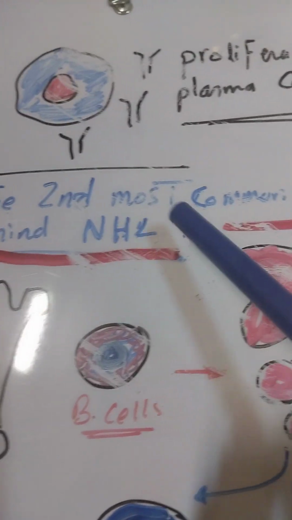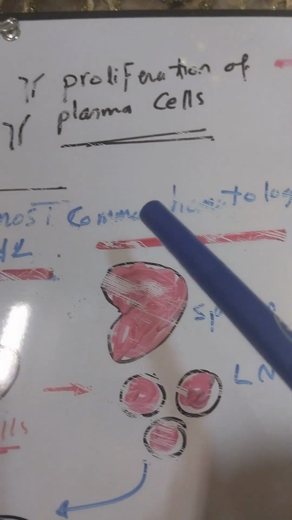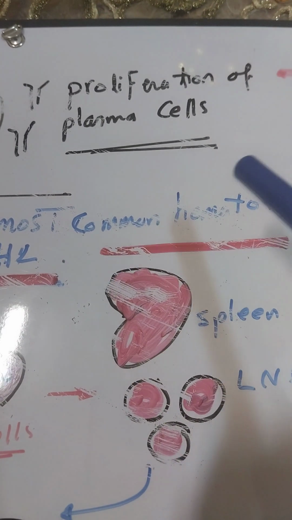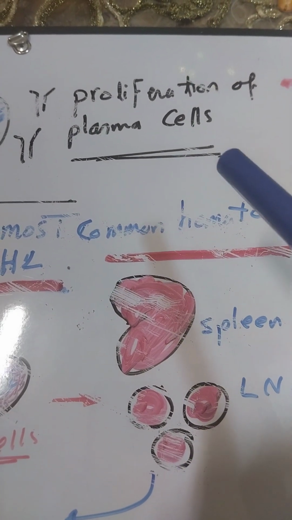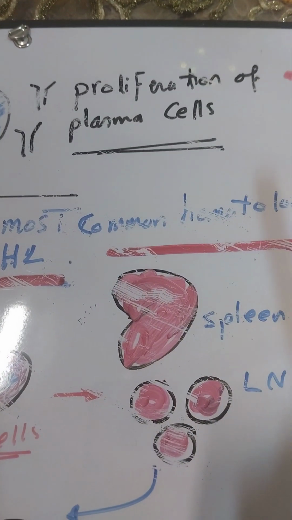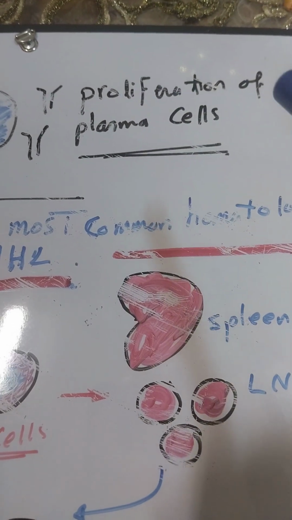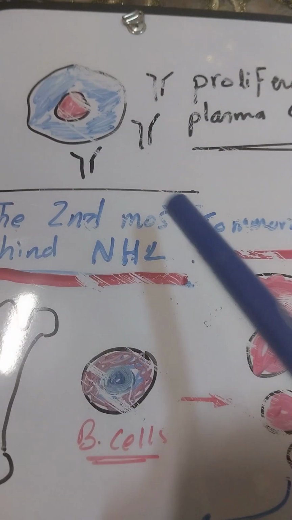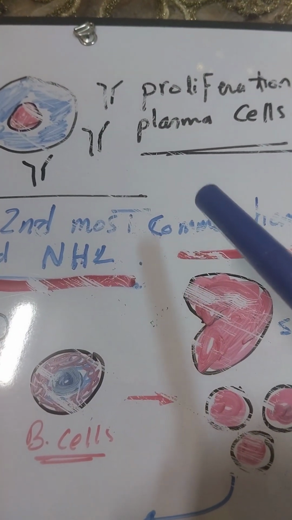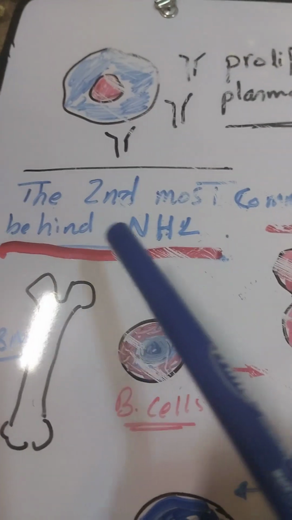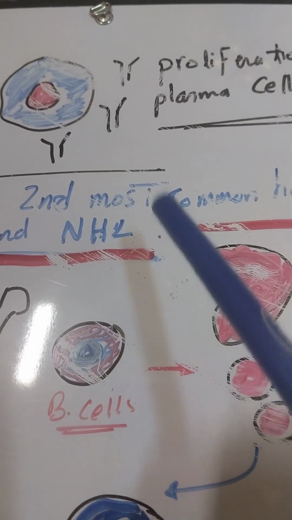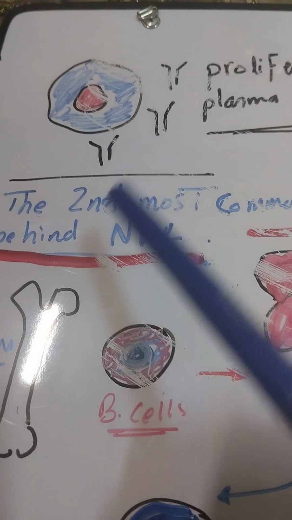This is the second most common hematologic malignancy. The question here, what are hematologic malignancies? Do you know? The first one is leukemia, lymphoma, and multiple myeloma. These are the hematologic malignancies. The most common type is non-Hodgkin lymphoma. The second most common one is multiple myeloma, and here is the lecture of today. It is the second most common form of hematologic malignancies, after non-Hodgkin lymphoma.